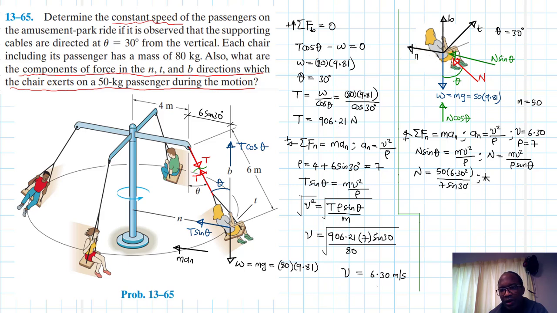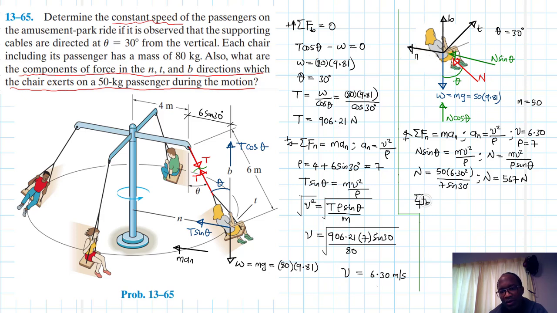Then we'll have our N equal to 50 by 6.30 squared divided by 7 sine 30. So this gives us 567 newtons. So this is the value of N using this particular equation of motion. Let's try the other one.